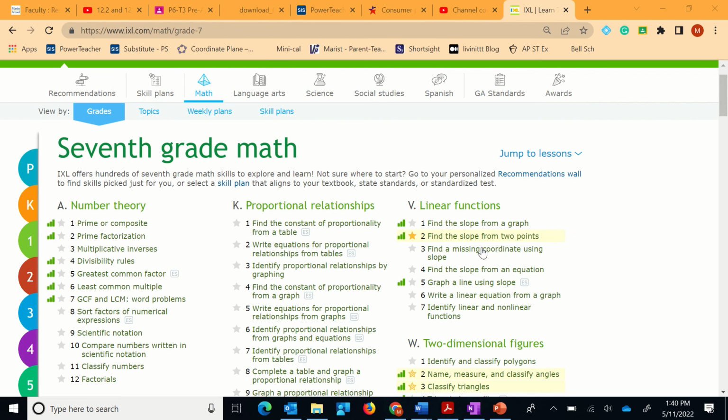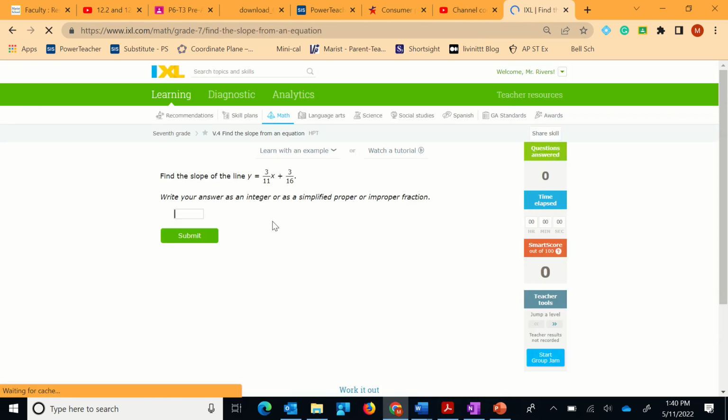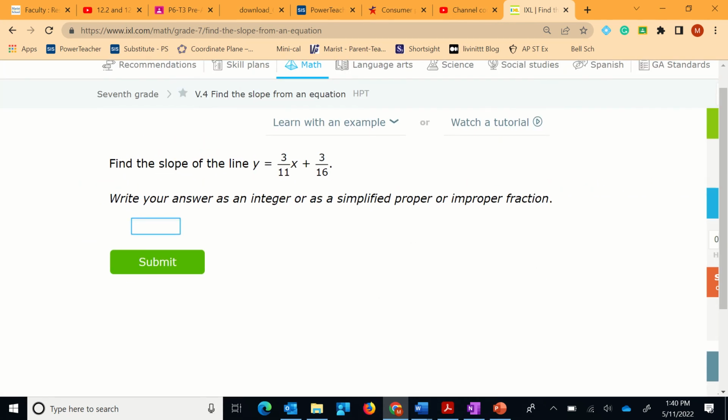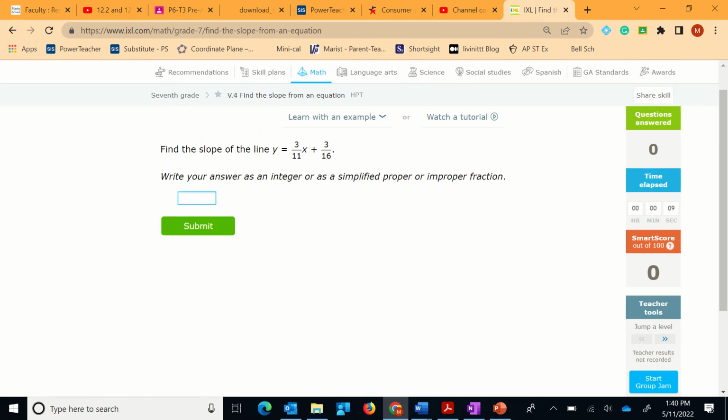So now let's go to IXL. We're going to go to V.4. Watch this first before you work it. This won't take you long. Find the slope of the line. Well, this is in slope-intercept form, right? Y equals mx plus b.